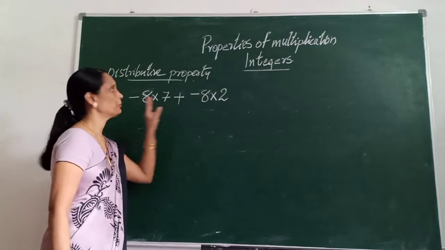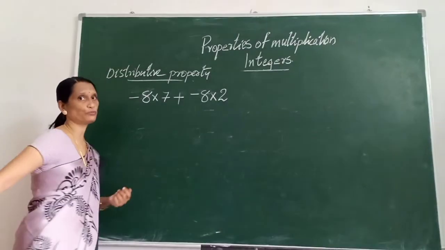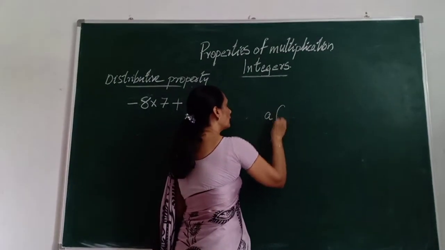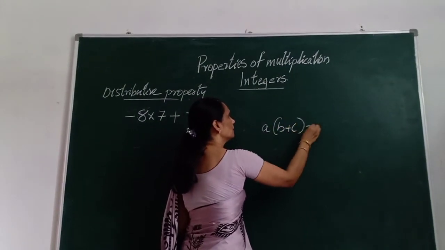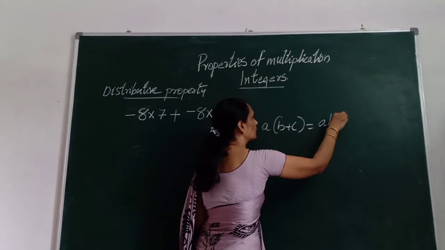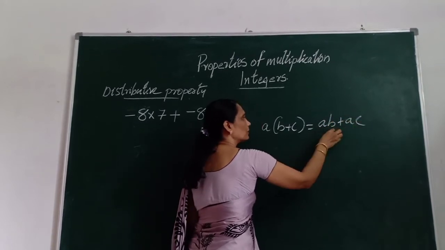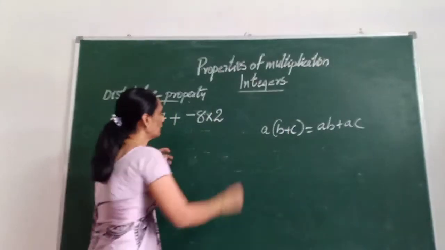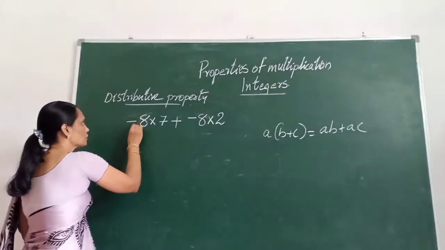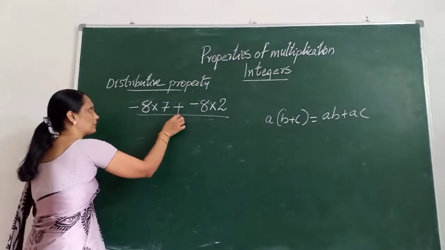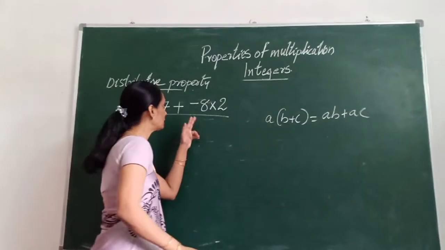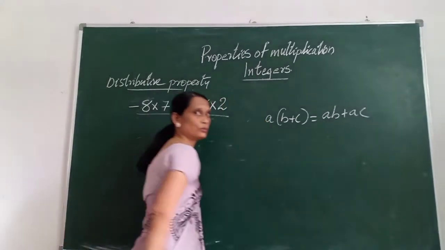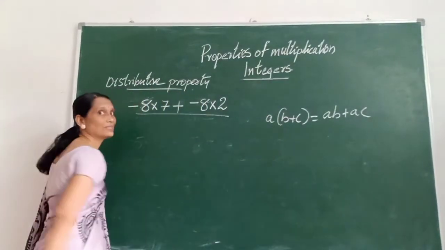So by using the distributive property, can you say the answer for this? We know that for the distributive property, A into (B plus C) is equal to AB plus AC. A into B plus A into C is similar to A into (B plus C). Let us apply that property here. So this one, minus 8 into 7 plus minus 8 into 2, is similar to A into B plus A into C. It is similar to the right side.